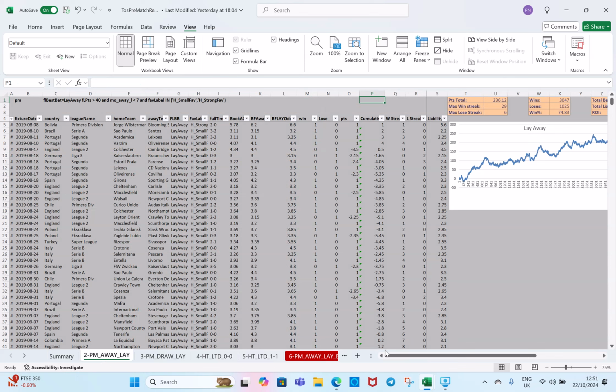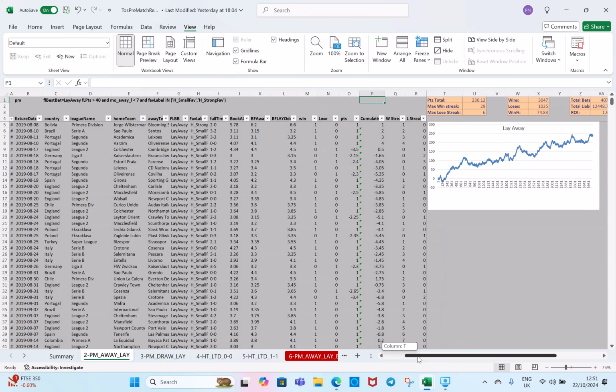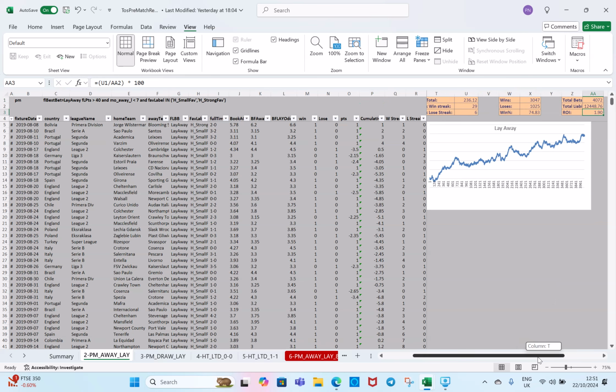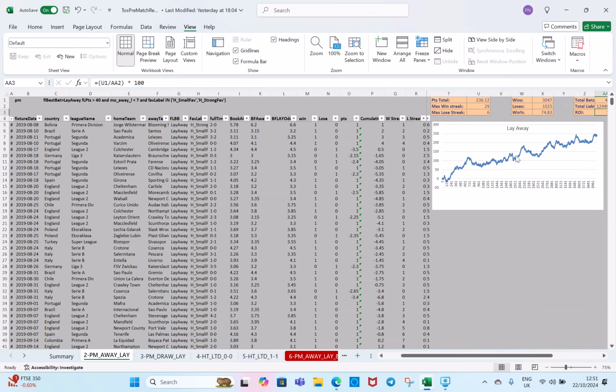If we have a look at the lay the away here, the graph is nice, it's going up nicely. 4,072 bets. 1.9 return on investment, but the problem here is you can see it dips down by about 50 points there, so you need to be correctly capitalized. I would use low stakes for this, but I would look to do that.